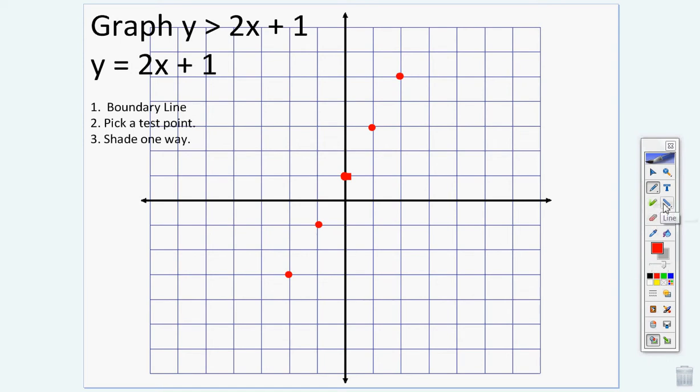Now what I'm going to do here is draw the boundary line, but I have to distinguish between the greater than and the greater than or equal to. Remember how we did open and closed dots? This would be an open dot. But we can't really show an open dot, so what we're going to do is draw a dotted line. So open dot is really the dotted line here, okay?